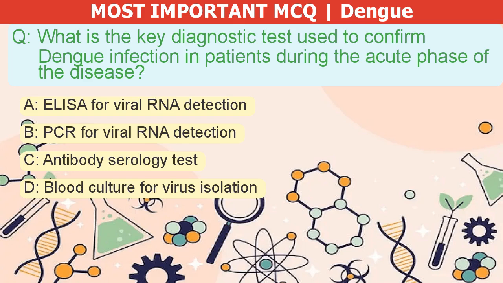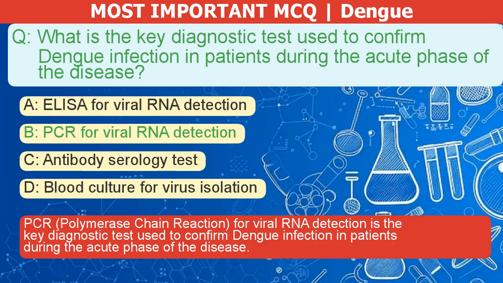What is the key diagnostic test used to confirm dengue infection in patients during the acute phase of the disease? A. ELISA for viral RNA detection. B. PCR for viral RNA detection. C. Antibody serology test. D. Blood culture for virus isolation. The correct answer is B. PCR, polymerase chain reaction, for viral RNA detection is the key diagnostic test used to confirm dengue infection in patients during the acute phase of the disease.